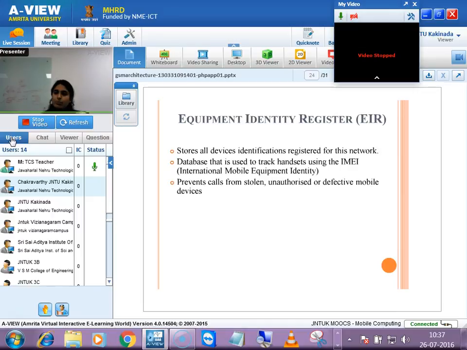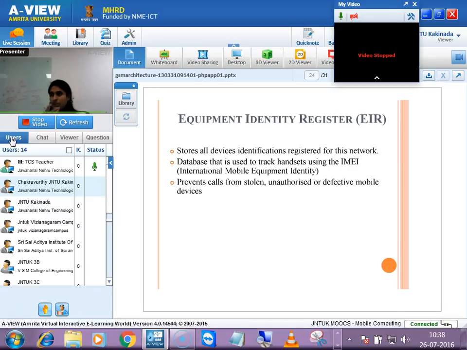Using this, as I told you two times, if something goes wrong and you lose your phone, that phone can be traced with the help of the IMEI number. It also prevents calls from stolen, unauthorized, and defective mobile devices. So if you lose your phone, you can report it at the police station and block that phone. Block in the sense that you can put that phone in the blacklist with the help of the IMEI number, so even if it is stolen, other persons can't use it.